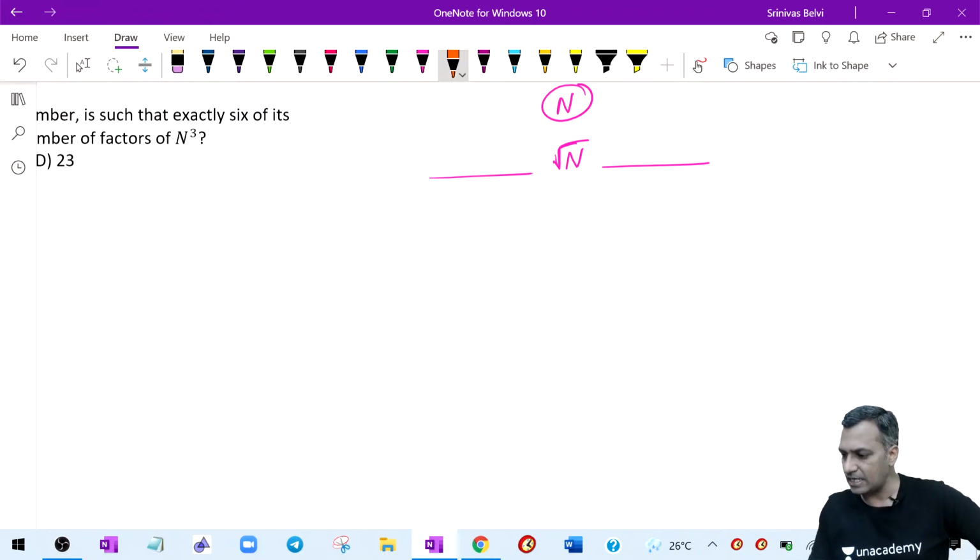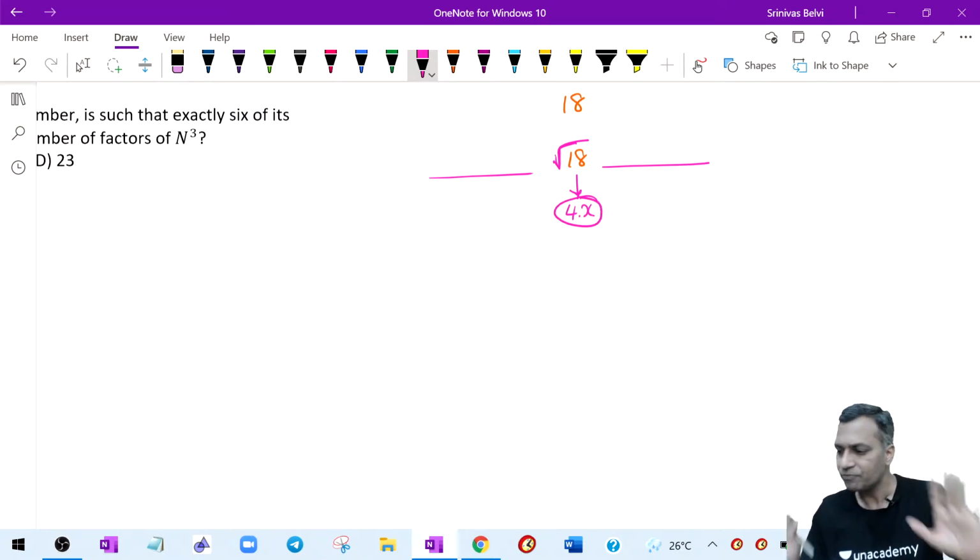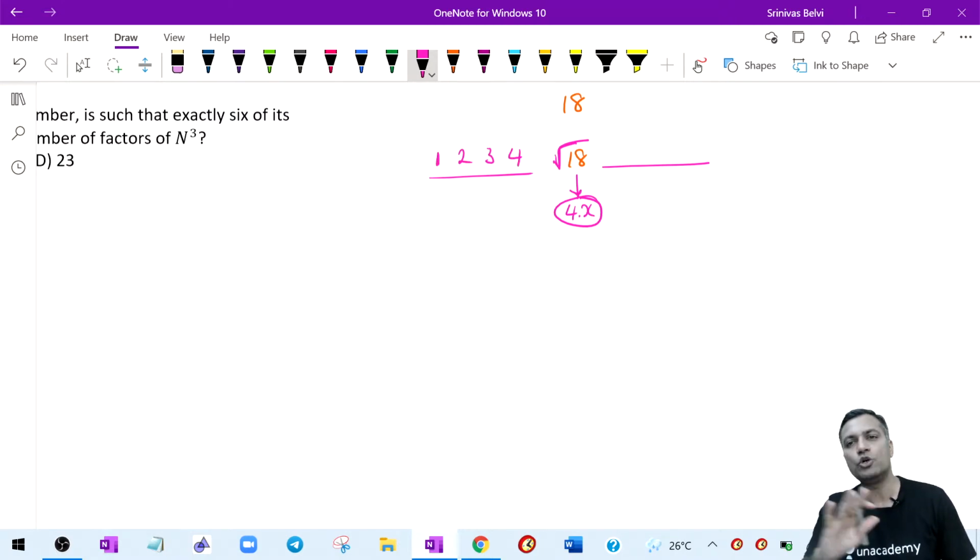Let's say my number is 18. I will write root 18. I don't want to evaluate what root 18 is; that is not the idea. Root 18 is 4 point something. 4 point something means what are the numbers that come before this root 18? 1, 2, 3, 4. These are the only 4 natural numbers which come.